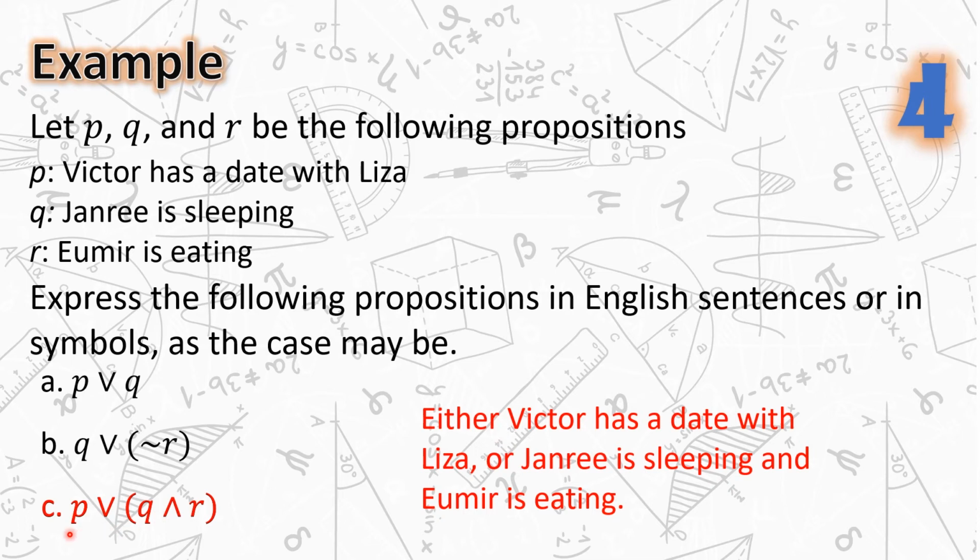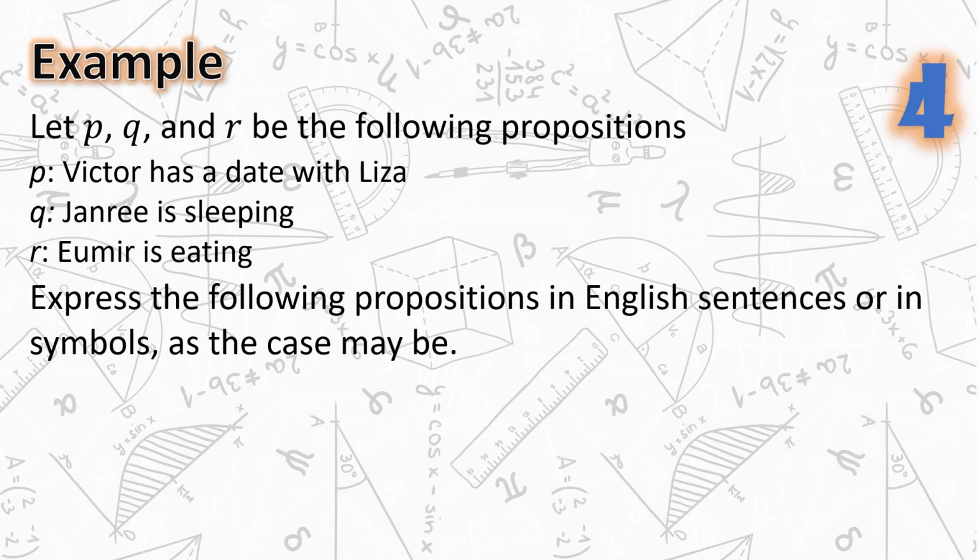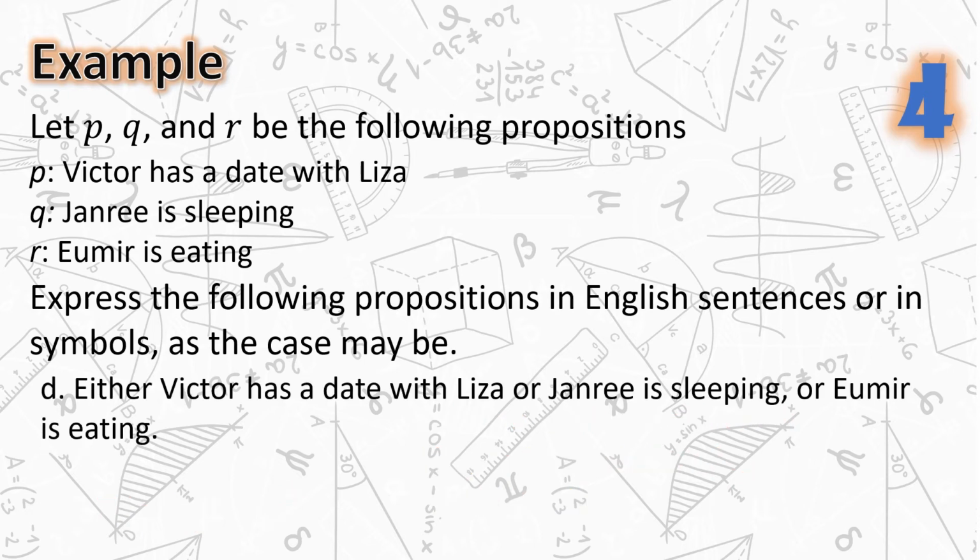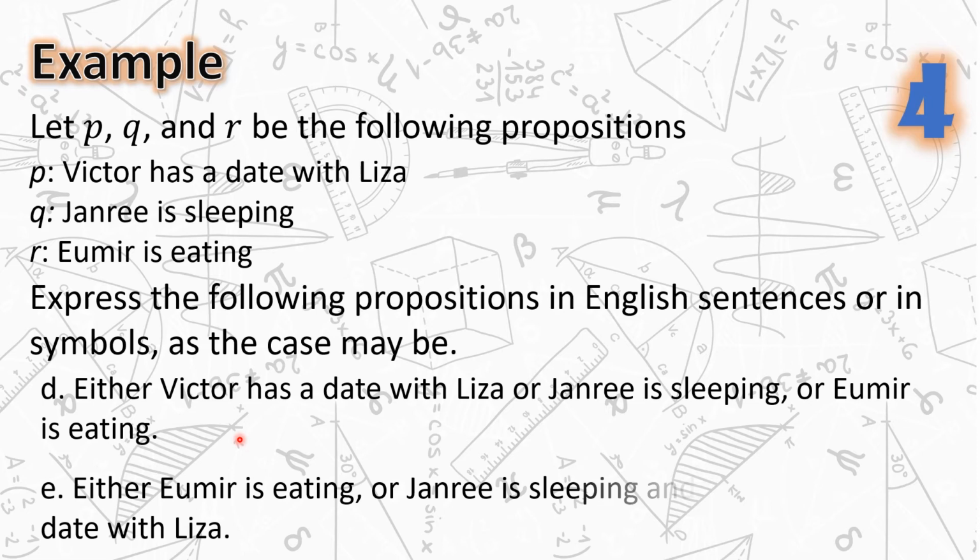Either Victor has a date with Lisa, or January is sleeping and Yumir is eating. Let us have another set. Letter D. Either Victor has a date with Lisa, or January is sleeping, or Yumir is eating. Letter E. Either Yumir is eating, or January is sleeping, and Victor has a date with Lisa.